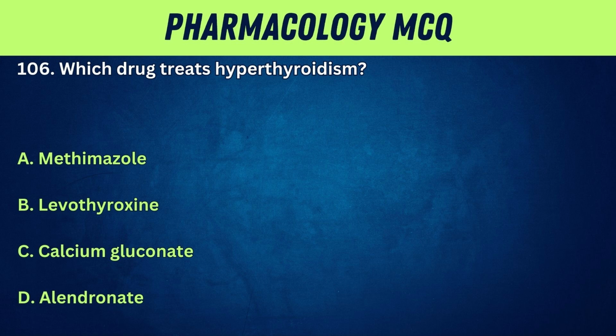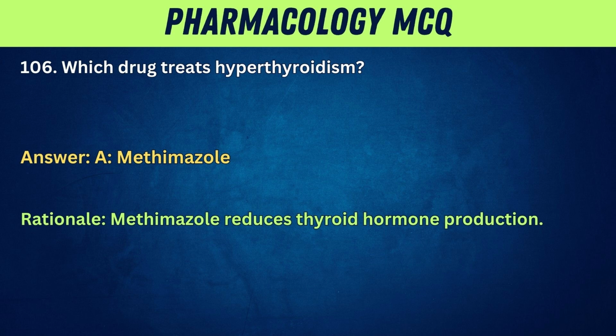106. Which drug treats hyperthyroidism? A. Flumazenil. B. Levothyroxine. C. Calcium gluconate. D. Alendronate. Answer: A. Methimazole. Rationale: Methimazole reduces thyroid hormone production.